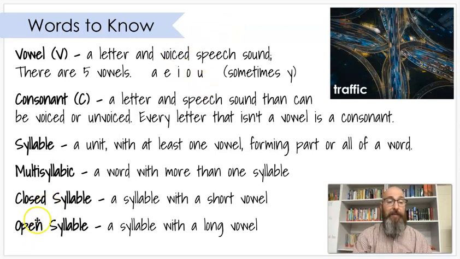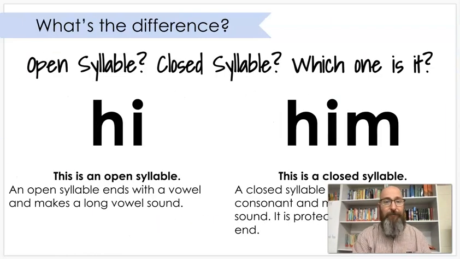Next, the 2 that I want to mention today are closed syllable and open syllable. A closed syllable is a syllable with a short vowel because it's protected and guarded at the end, and we'll go over that in a minute. And an open syllable is a syllable with a long vowel. So how can you tell the difference between an open syllable or a closed syllable? Let's go over it.